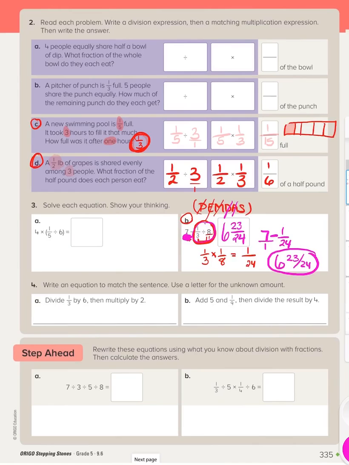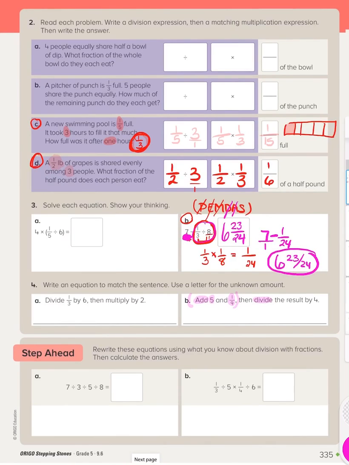Write an equation to match the sentence. Use a letter for the unknown amount. Add 5 and 1/9. So for this one, it's probably really helpful to underline or highlight your keywords. I have add 5 and 1/9. That's going to be my first part. Then, I have to do this first. So that shows me that I should do parentheses around it because I want to do it first.